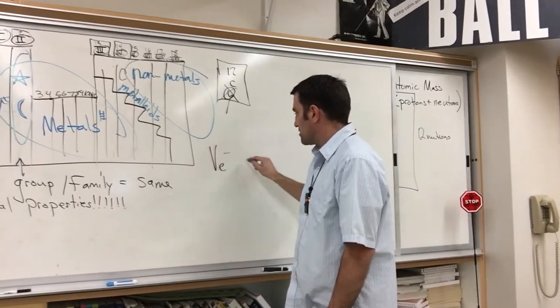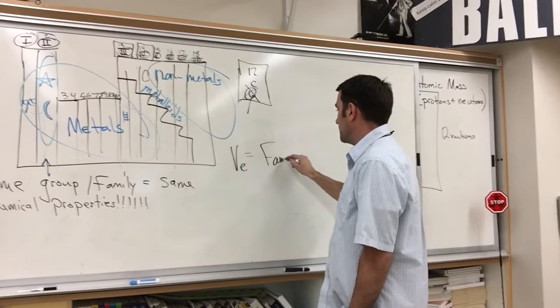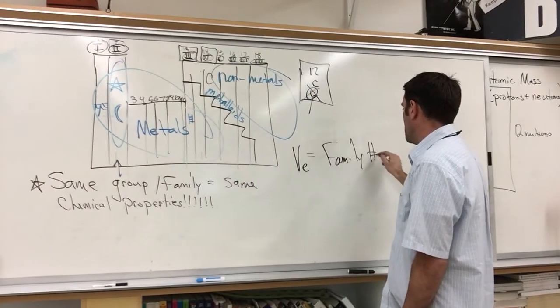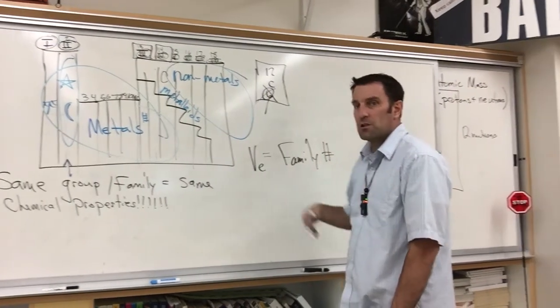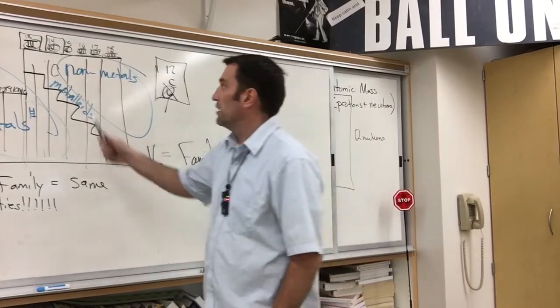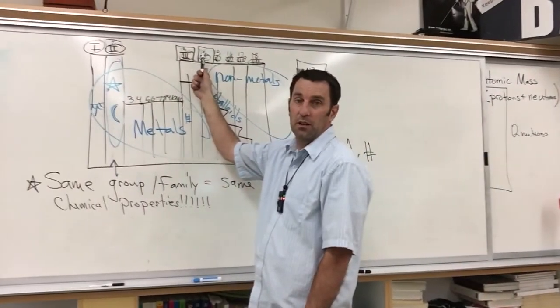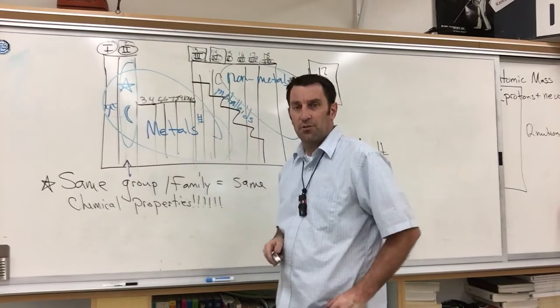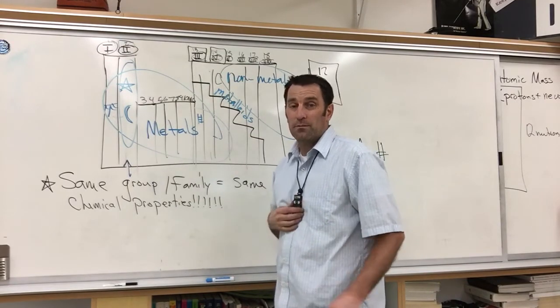Valence electrons equal family number. You just look at what column it's in, and that's how many valence electrons it has. And unless it's one of these and they have a 14, then just subtract 10, and it's 4. Okay, I'm hoping that works out pretty good.